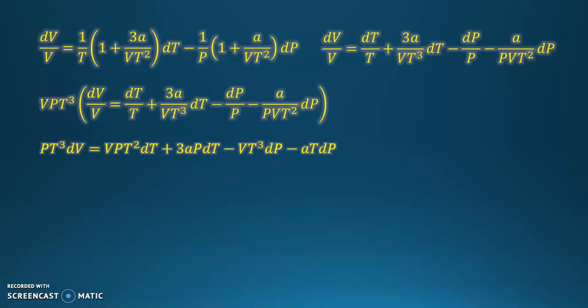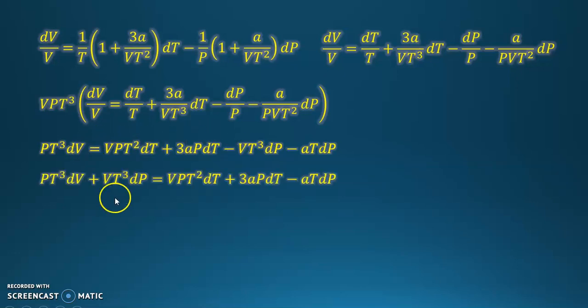Now let's arrange some similar terms. For example, in this case we have P times T cubed. We have another term which has T cubed, so we'll pass this term to the other side with positive sign. And the left side will look like this.